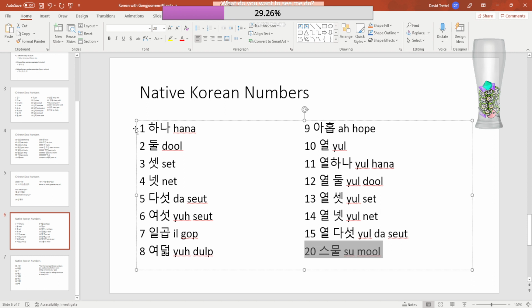So again, we've got 하나, 둘, 셋, 넷, 다섯, 여섯, 일곱, 여덟, 아홉, 열, 열하나, 열둘, 열셋, 열넷, 열다섯, and then if we wanted 16, we add 열여섯, 열일곱, 열여덟, 열아홉, and then 스물. And again, if we wanted to go 21, we just go 스물하나, 스물둘, 스물셋, 스물넷, 스물다섯, 스물여섯, 스물일곱, and so on and so on.